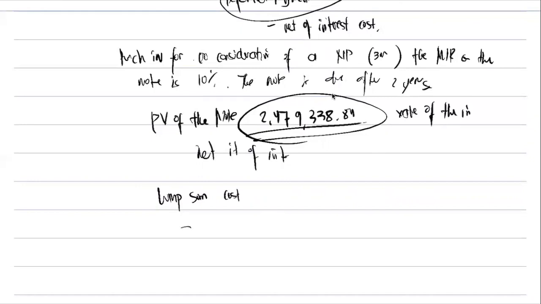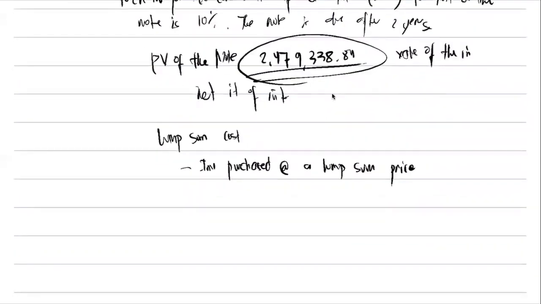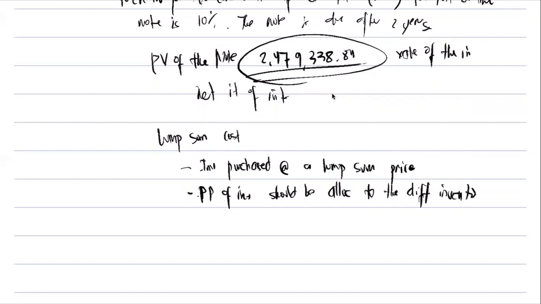Another purchase issue is a lump sum cost. So what is this lump sum cost? This is inventory purchased at a lump sum price. So how should we measure the inventory? The purchase price of inventory should be allocated to the different inventories at their relative fair value.